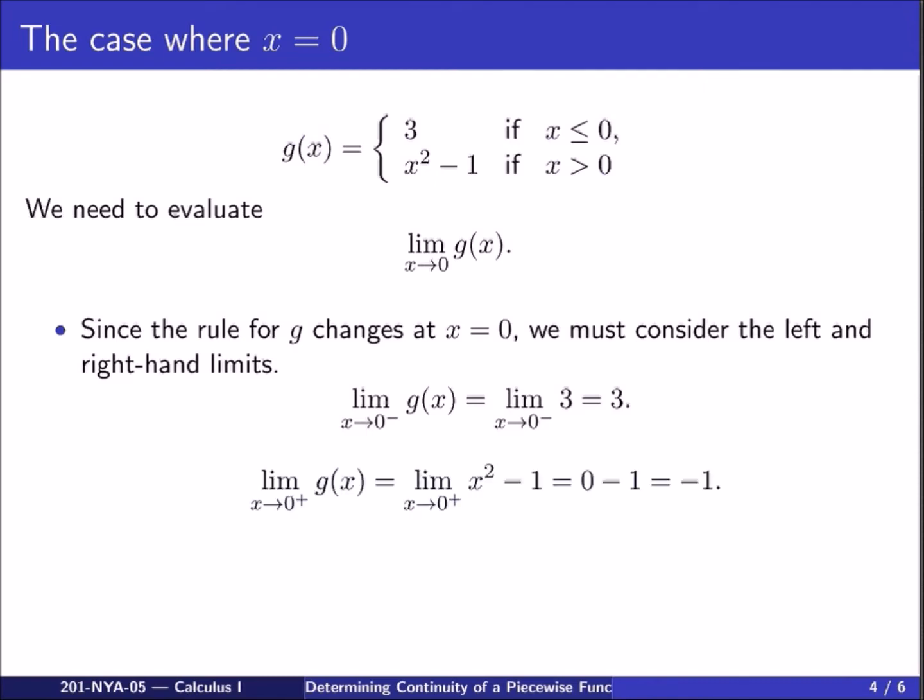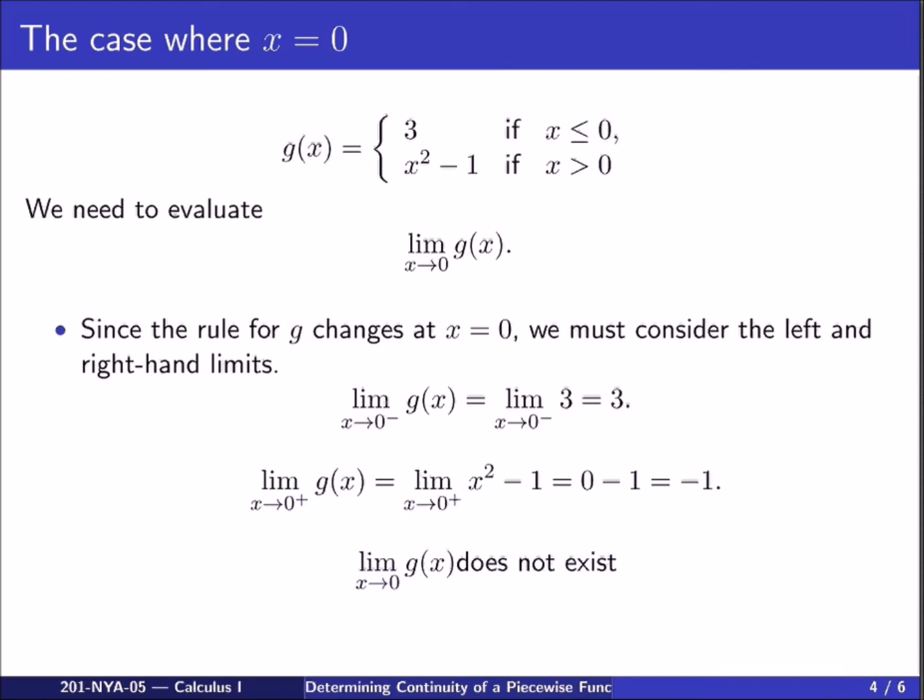As we approach 0 coming from the right, the rule is x squared minus 1, so the limit of g in that case is the limit of x squared minus 1. We just need to replace x by 0 here. It's very simple. So we get 0 minus 1 equals minus 1. So the limit coming from the left is 3. Coming from the right, it's minus 1. Those values do not agree. So overall, the limit as we approach 0 of g of x does not exist.